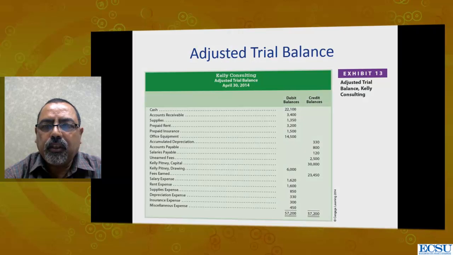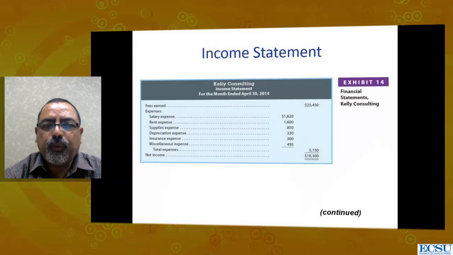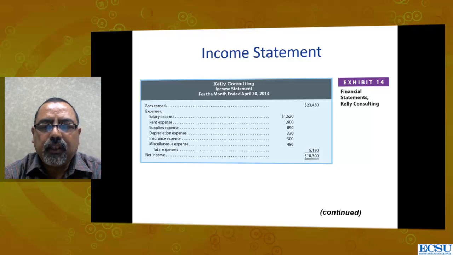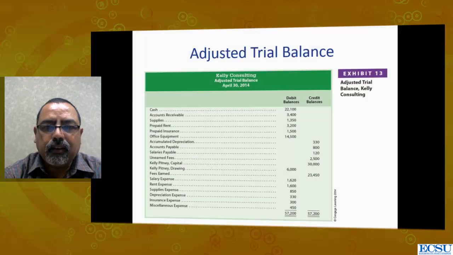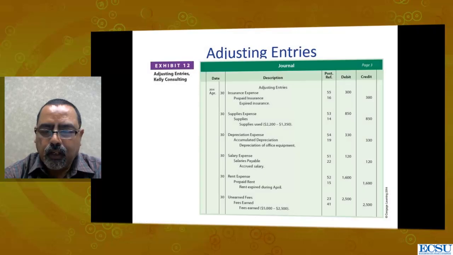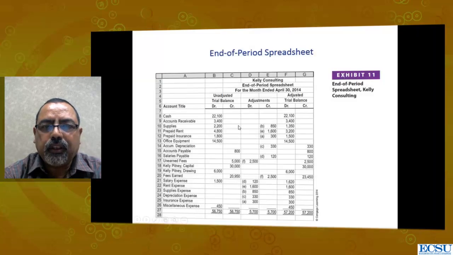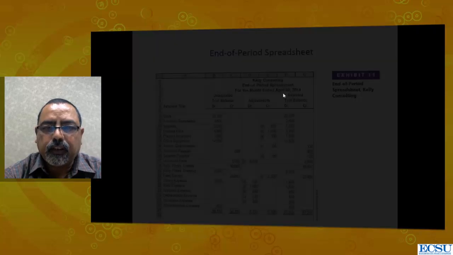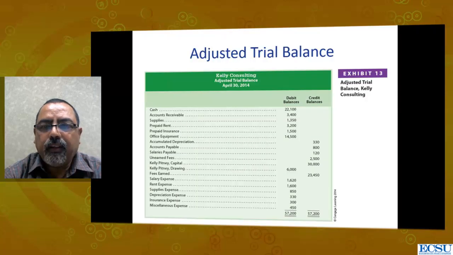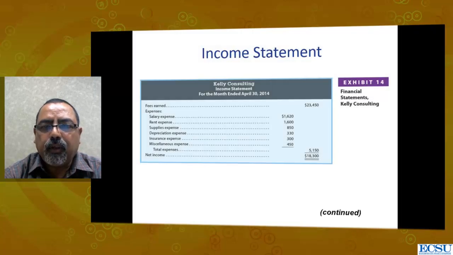Once you have done with the adjusted trial balance, we can go ahead and start preparing our financial statements. The financial statements can be populated either from the adjusted trial balance that we have prepared, or we can use this worksheet to populate the financial statements. So either way you do it, you can complete the income statement.